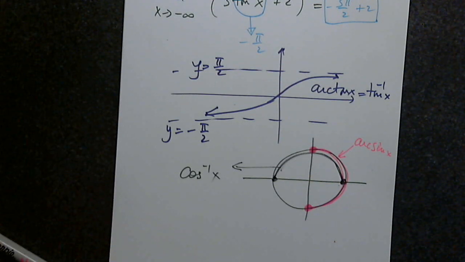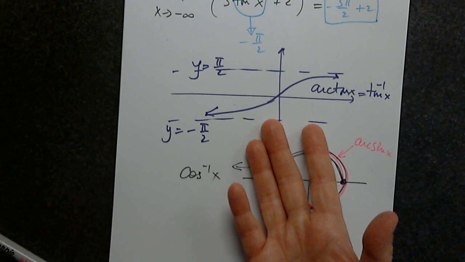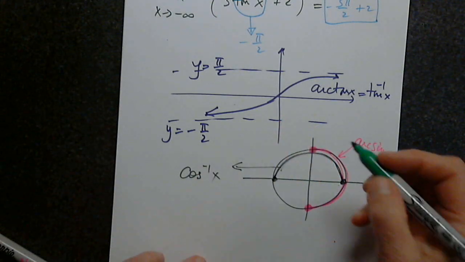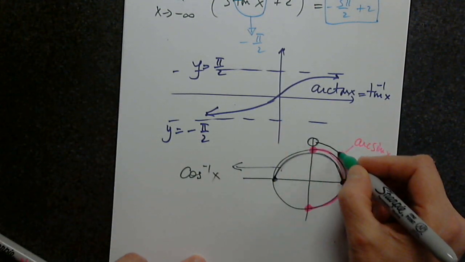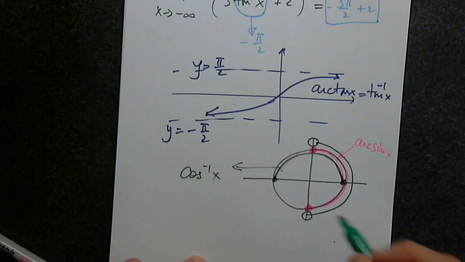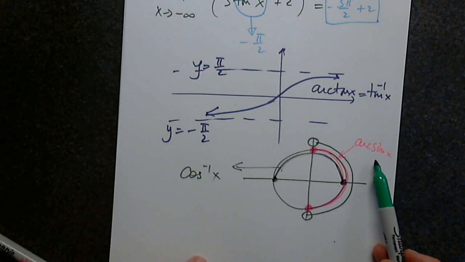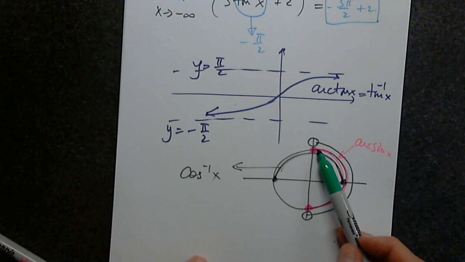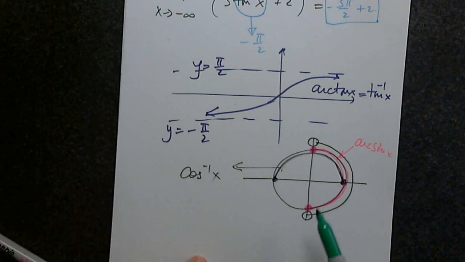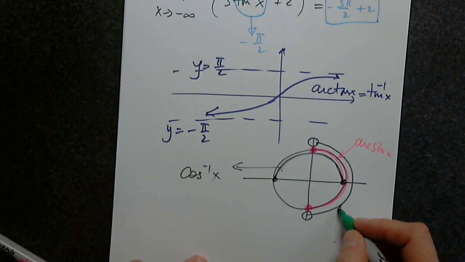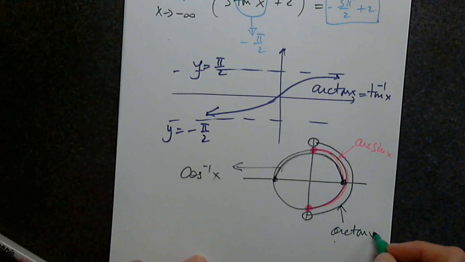And the third one that is important is arctangent. I'm going to make it in green. The arctangent is this. Very similar to arcsine, between negative pi over 2 and pi over 2. But without those endpoints, because the function is undefined at negative pi over 2 and pi over 2. So this is for arctangent x.